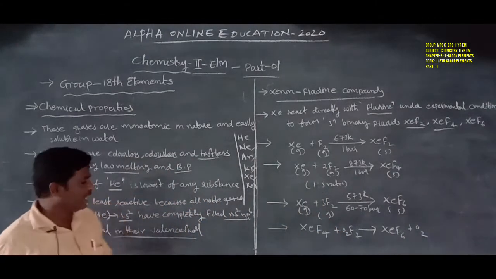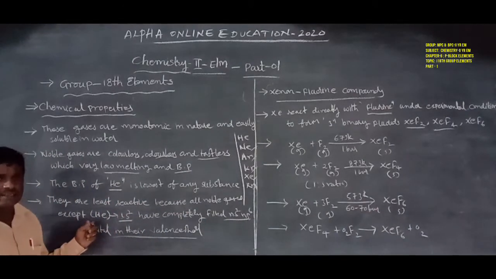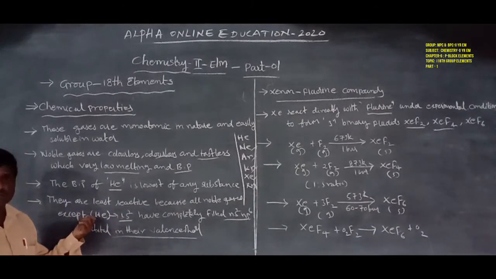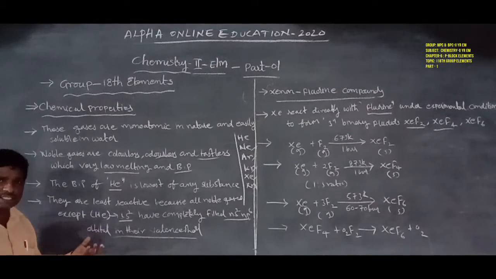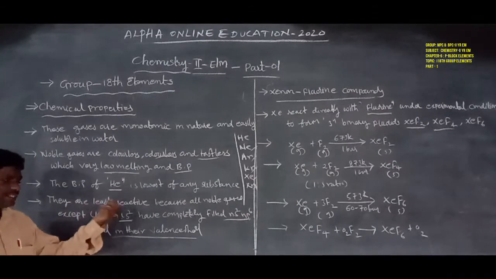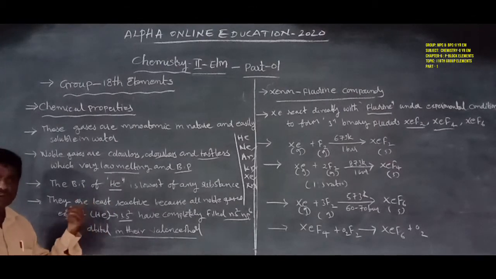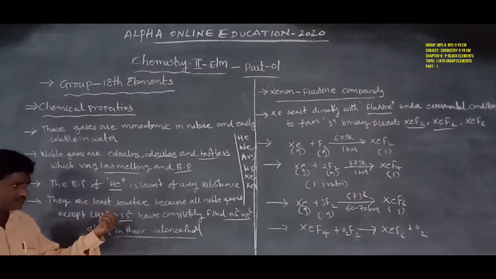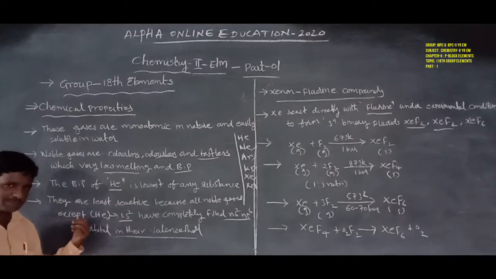All noble gases are least reactive because in their outermost shell, or valence shell, there are 8 electrons, a completely filled shell. That is why they are known as least reactive.